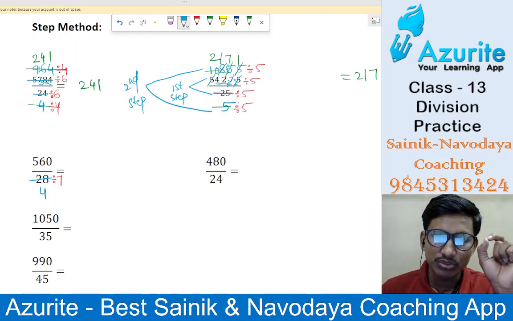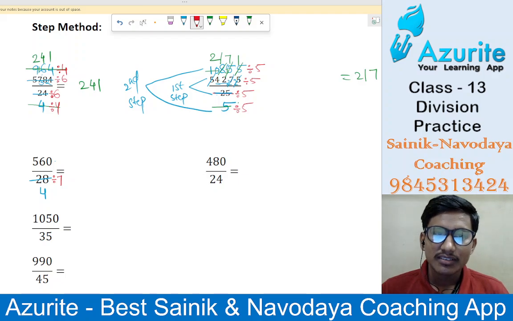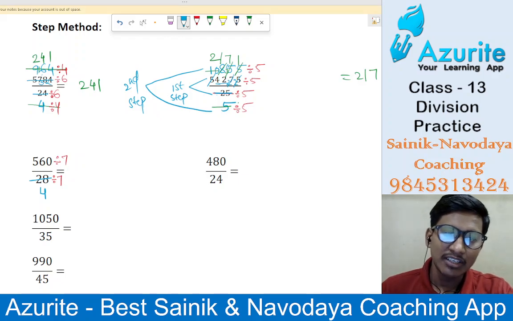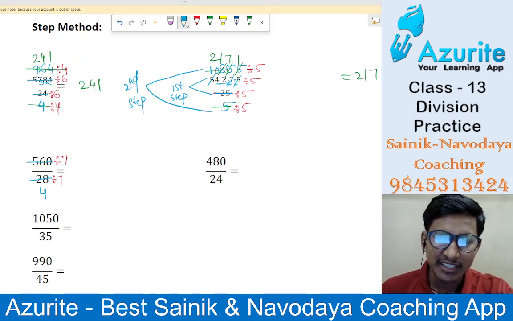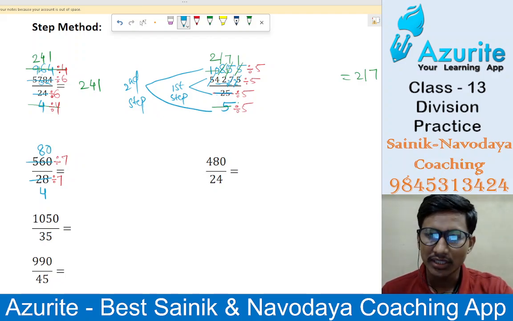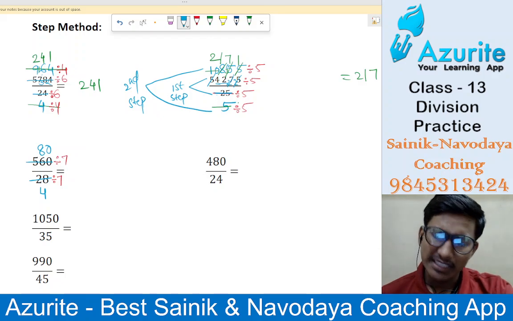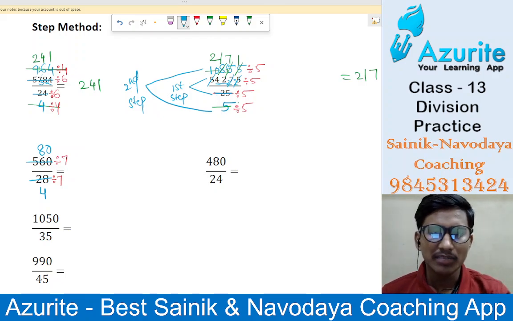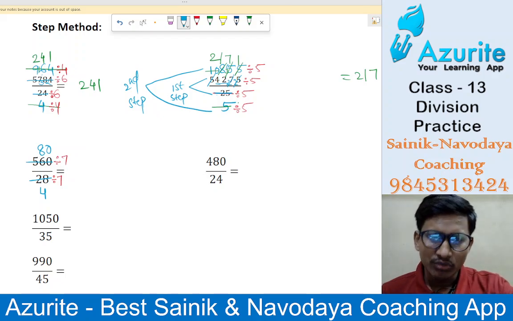And here also we have to divide with how much? 7 only. So 7 how much are? 7 8s are 56. 7 zeros are 0. The answer 80 will come. Understood? Yes, sometimes it will break and it will come back. Don't worry. That is how we have to do.